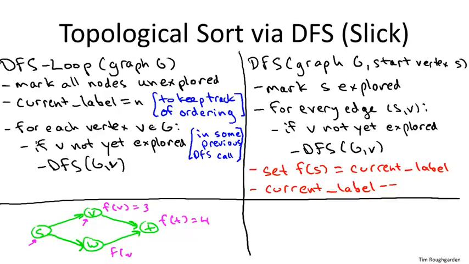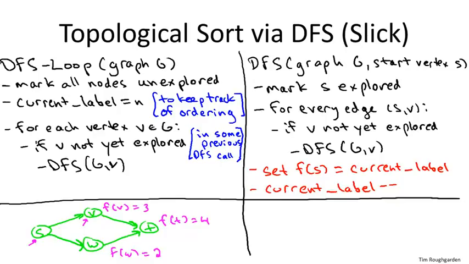From S, there's 2 arcs to explore. The one with V we've already seen, so nothing's going to happen with the arc SV. But on the other hand, the arc SW will cause us to recursively call DFS on W. From W, we try to look at the arc from W to T, but we've already been to T, so we don't do anything. That finishes up with W. So depth first search then finishes up at the vertex W.